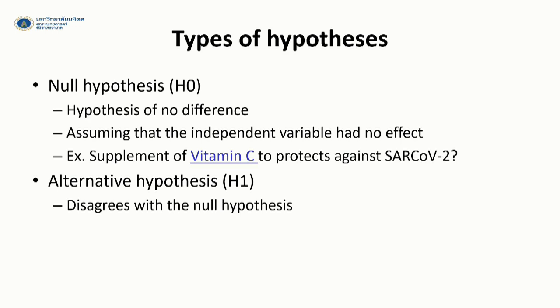For example, you want to study a new medication to cure COVID-19. So the null hypothesis probably would be this medication doesn't work, for example. Let me give you an example. Supplements of vitamin C, people think that maybe it protects against SARS-CoV-2 or COVID-19. This is just a general statement. And the alternative hypothesis would be vitamin C has an effect to protect against this disease. Something like that.